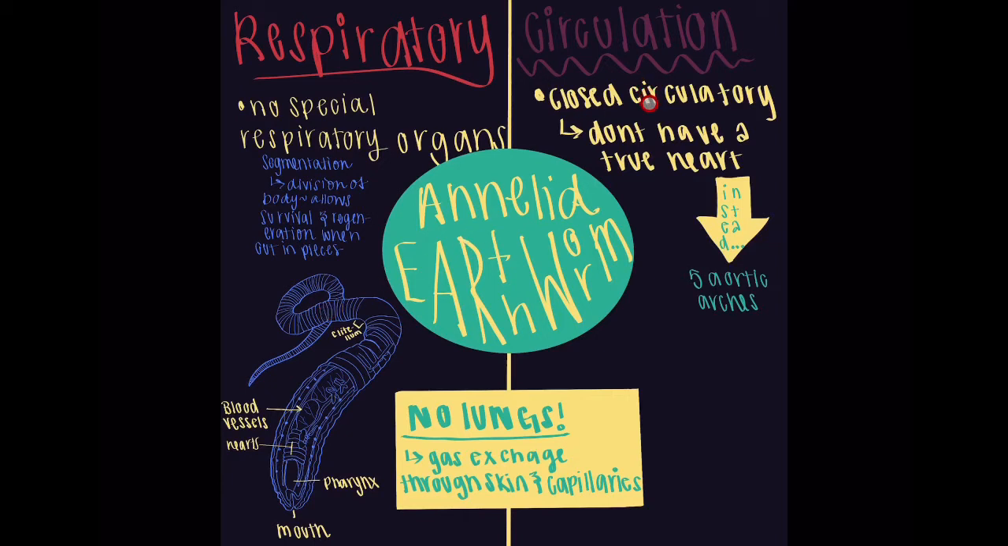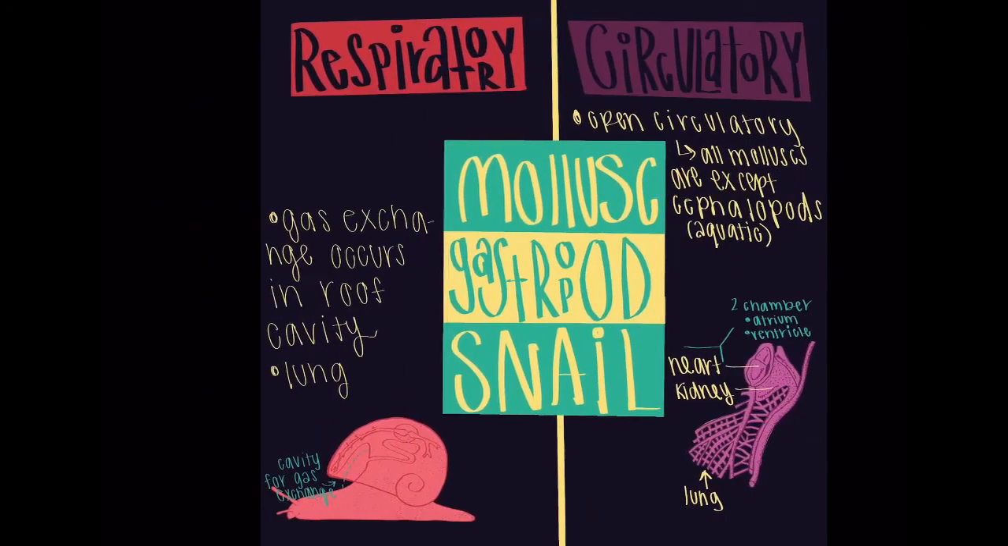They have a closed circulatory system. However, they don't have a true heart. Instead, they have these 5 aortic arches, which you can see right here. And they have no lungs, so they also use cutaneous respiration to exchange oxygen through their skin.